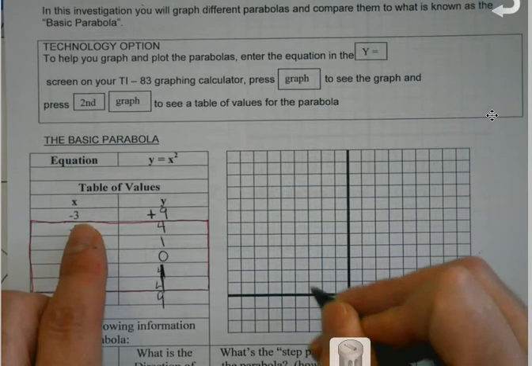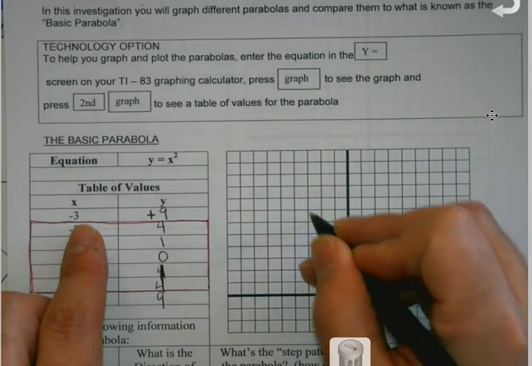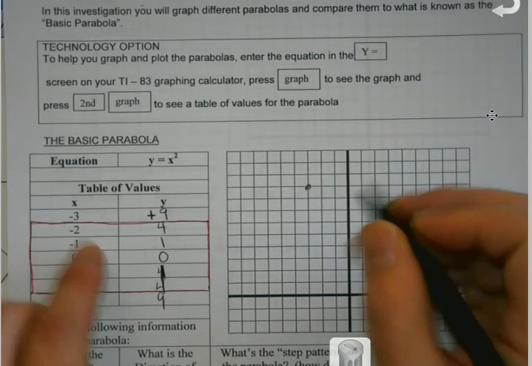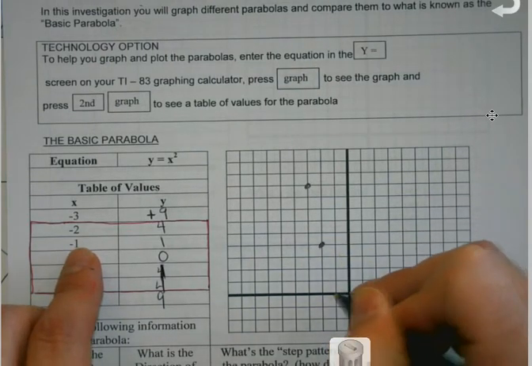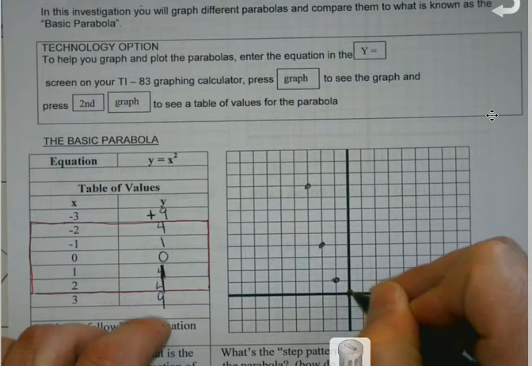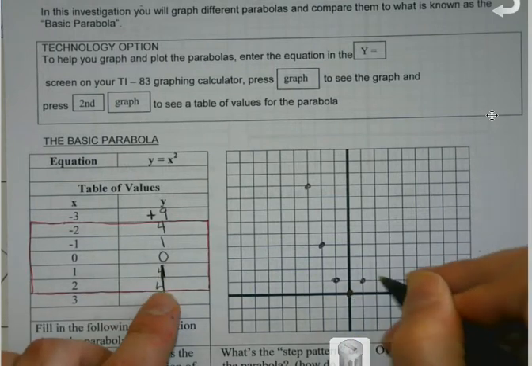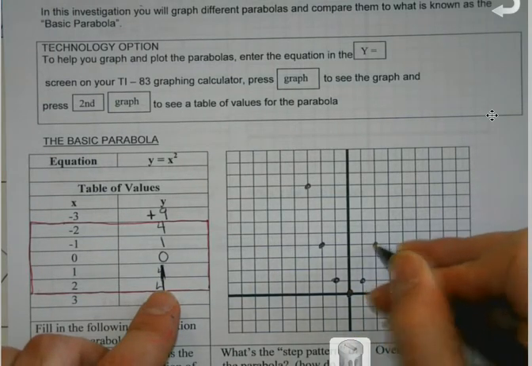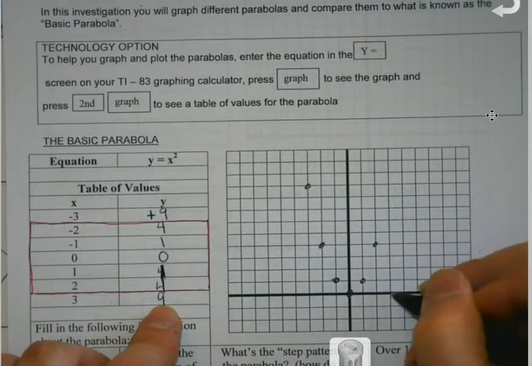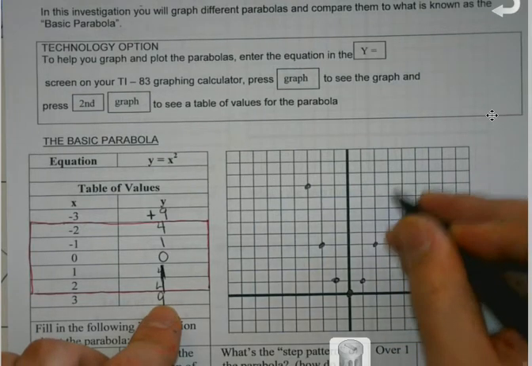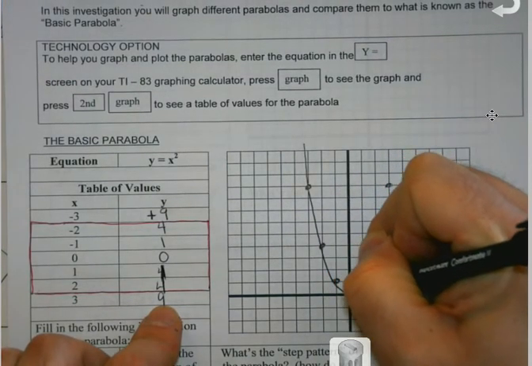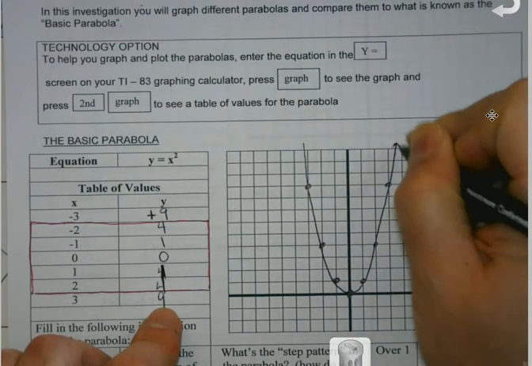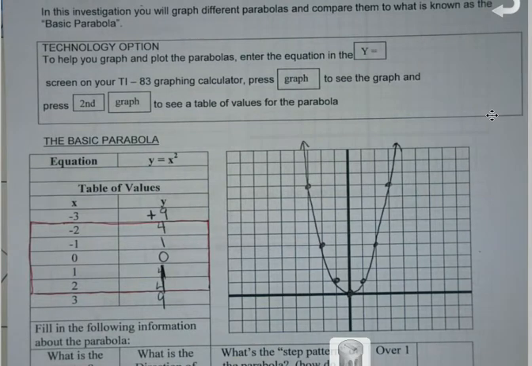1, 2, 3, 1, 2, 3, 4, 5, 6, 7, 8, 9. 1, 2, 1, 2, 3, 4. And again, the big thing about this parabola is it's not a V shape. For a V shape, that would be an absolute value equation. I want to get some curve to this. It's not going to be a ton, but a little bit. And I can get that drawn in, and I'll be ready to go.